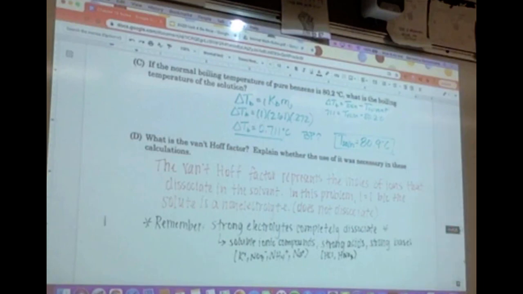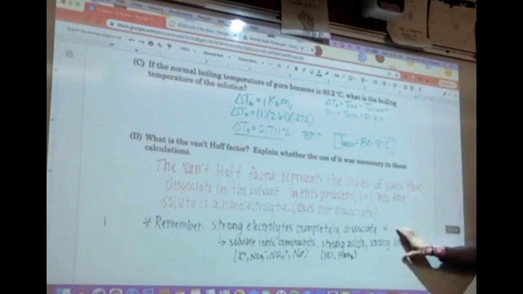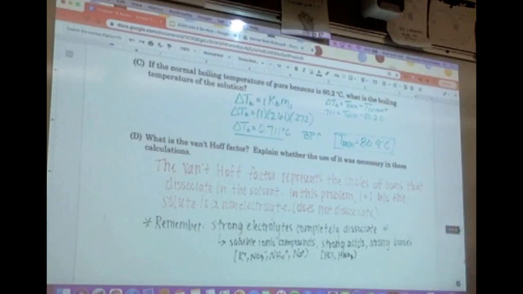We'll talk about conductivity tomorrow. But in order for something to be conductive, it has to have ions flowing in solution. So if there's anything on this entire page that you remember, it's this part down here, dealing with strong electrolytes.